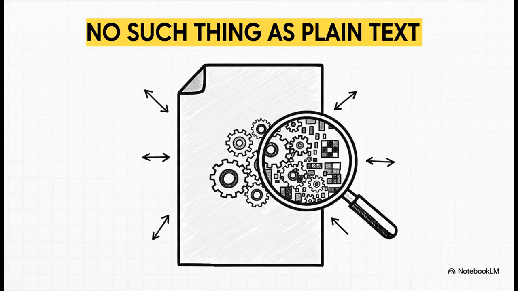Which brings us to our final profound truth. There is no such thing as plain text. Every single text file, every string of text in your code, every email, it has an encoding whether you know it or not. Pretending it doesn't is the root cause of all those question marks.